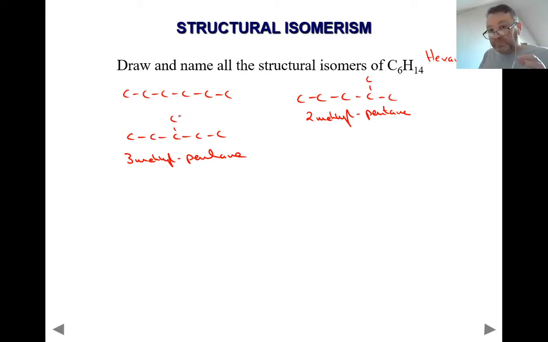So what do I do now? Now I take off another CH2, so I reduce the chain down to 4, and I move 2 CH2s around the place. Now, if I put one there and one there, what would that give me? Longest chain is 4. 1, 2, 3, 4. 1, 2, 3, 4. And 1, 2, 3. So longest chain here would be 4. So now we're dealing with butane.